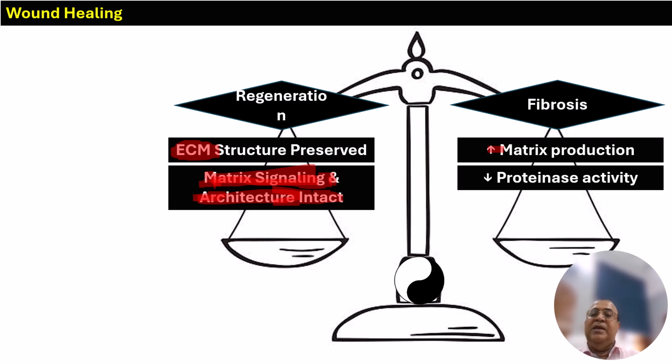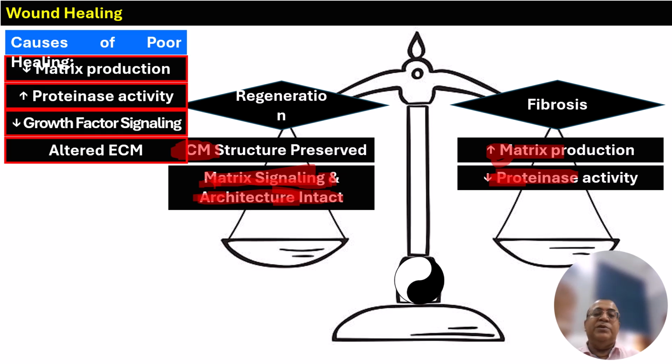When the matrix is produced extensively, or there is increased or larger destruction of the tissue, or if there is decreased proteinase activity, that leads to fibrosis. So poor healing may result from decreased matrix production, increased proteinase activity, decreased signaling of the growth factors, or altered assembly of the extracellular matrix.